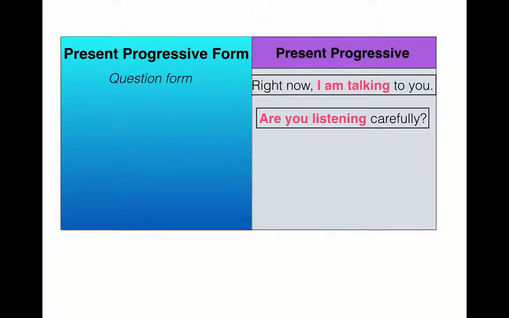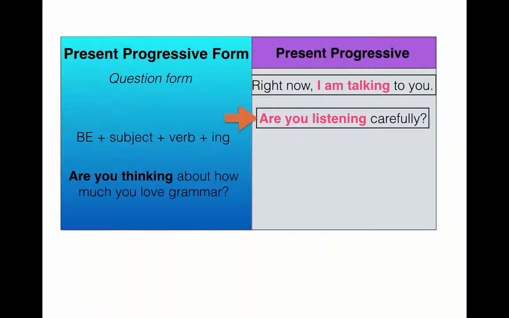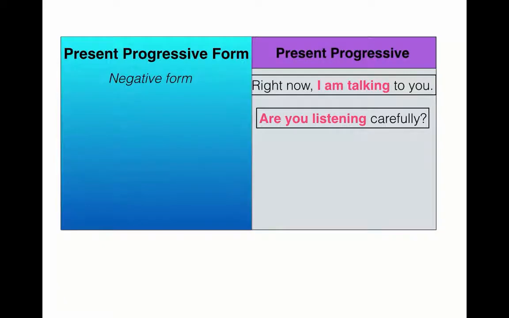We must have both of these whenever we want to form the present progressive. Okay, to make a question in the present progressive form, we need these same two components. However, we will switch be and the subject, so the order's a little different from the statement form. For example, are you thinking about how much you love grammar? I know I am.